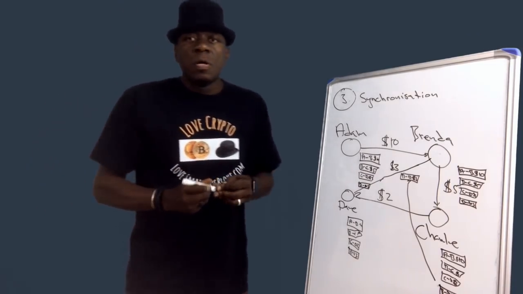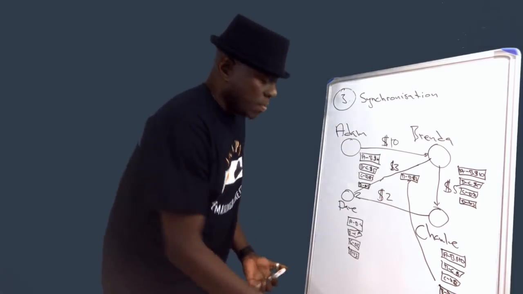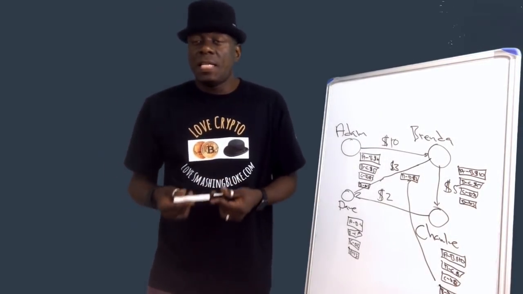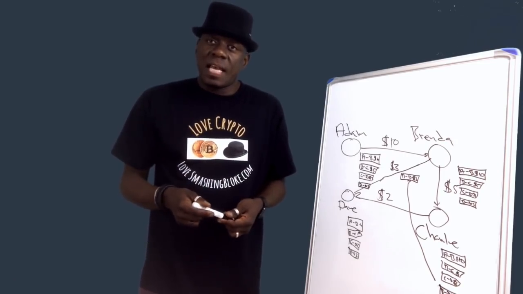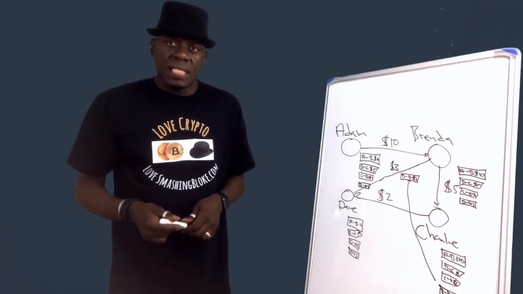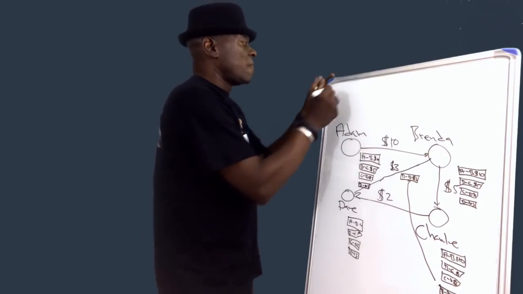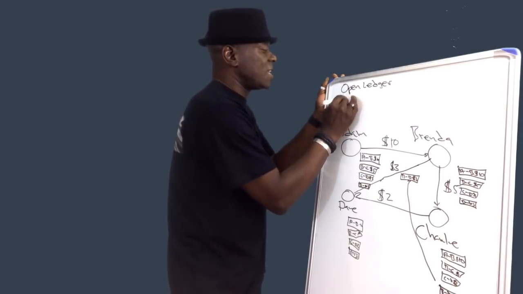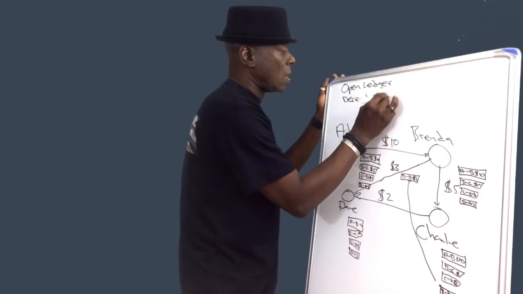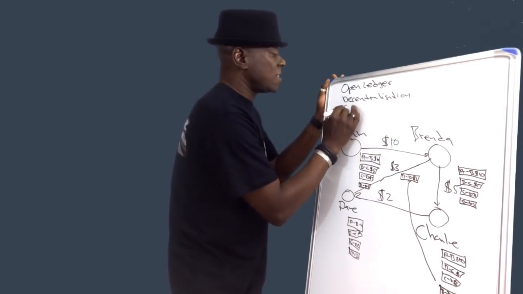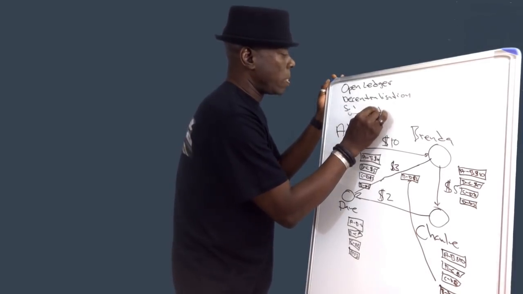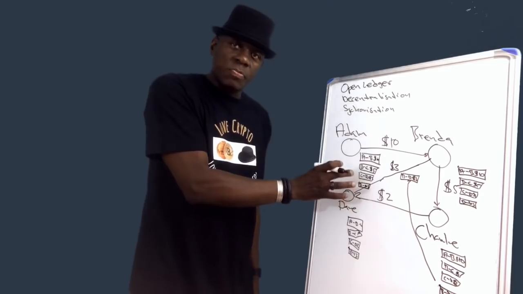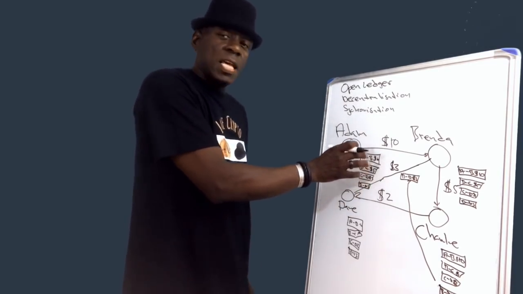Okay. So what have we covered here? Blockchain. Blockchain is technology that enables the transfer of digital assets and currencies between individuals and entities. Blockchain has three principles. The first one being open ledger, the second one being decentralization, and the third one being synchronization. Transactions are logged in an open ledger. From inception, all transactions are logged in an open ledger.